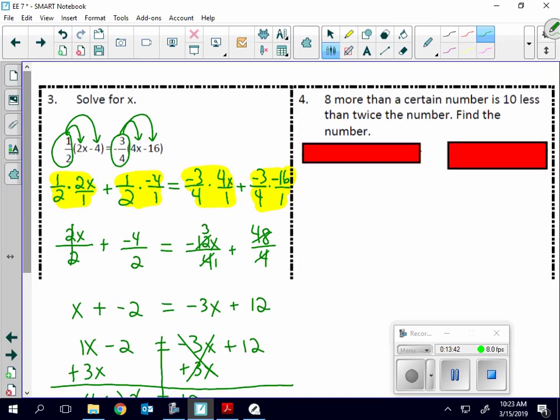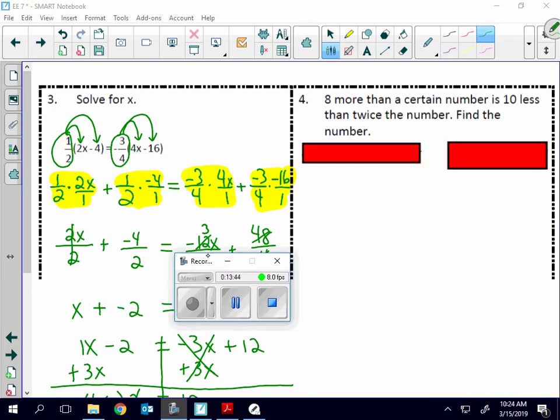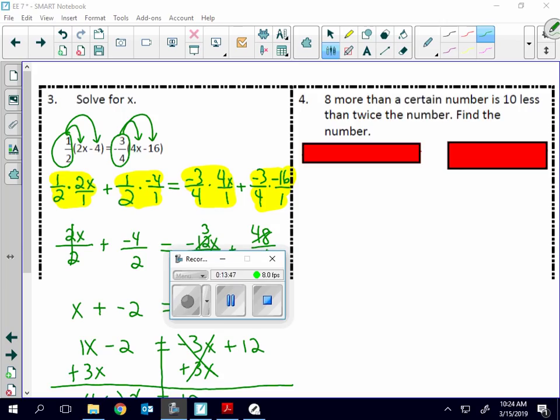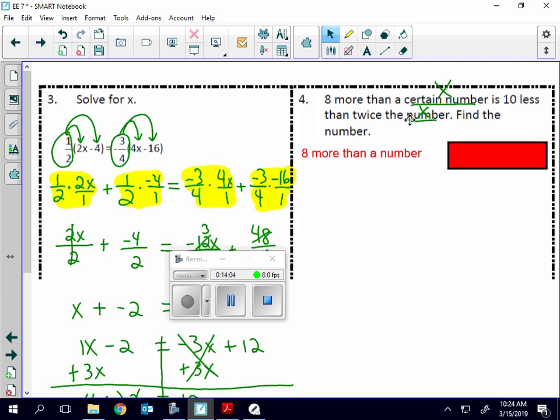The last one here: 8 more than a certain number is 10 less than twice the number. Same number. Same number. Find the number. So instead of a certain number, we're going to call it x, and of course instead of this number, we're going to call it x. So 8 more than a certain number. 8 more than a number, "is" is an important word. That means equals. 8 more than a number equals 10 less than twice the number.